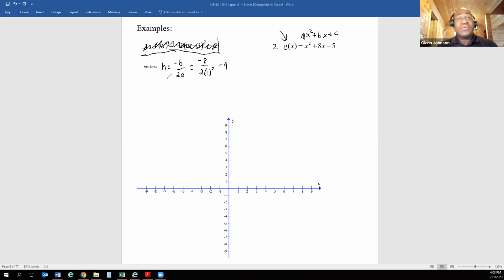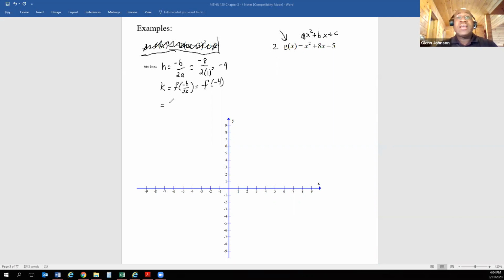For the y-coordinate of the vertex, that is to say k, that's just going to be f of negative b over 2a. Now, since we already found that value to be negative 4, that means we're just finding f of negative 4. So to find that value, we take negative 4 and replace the x with it in this function. Now, I made a mistake here. We named this function g of x, so this should be g of negative b over 2a and g of negative 4, but you get the idea. We're still going to be doing the same thing.